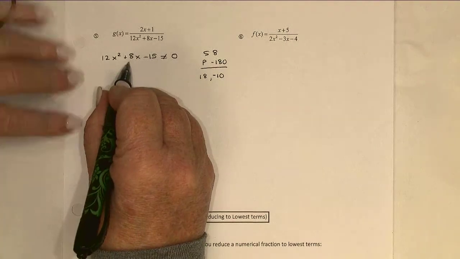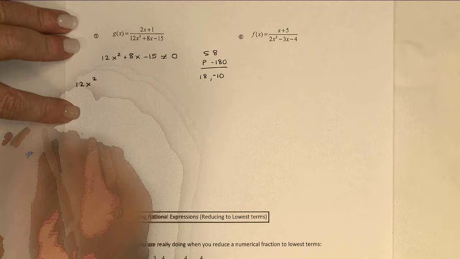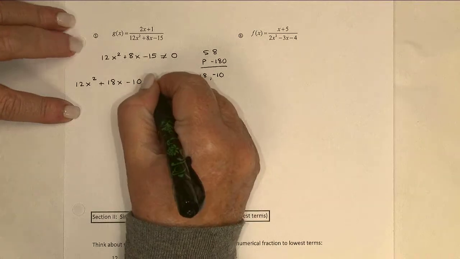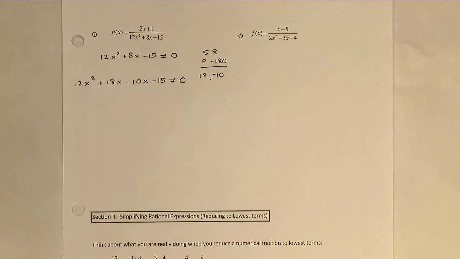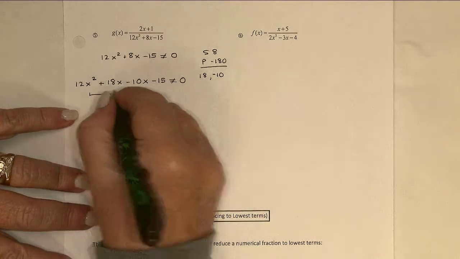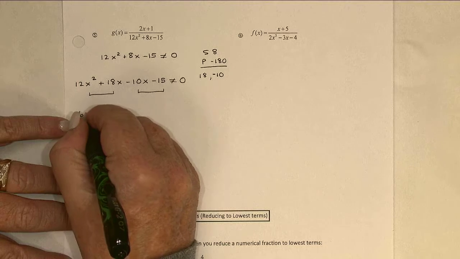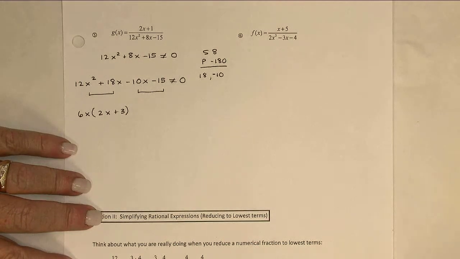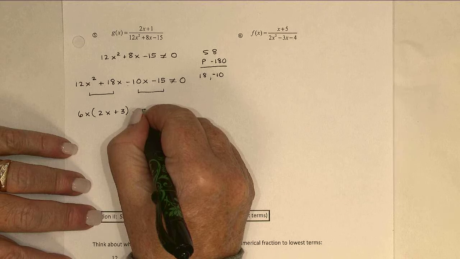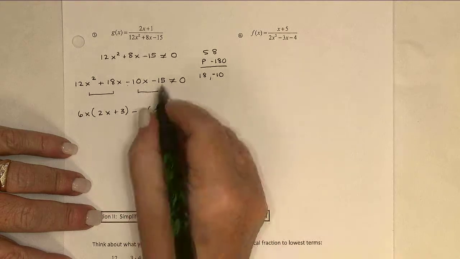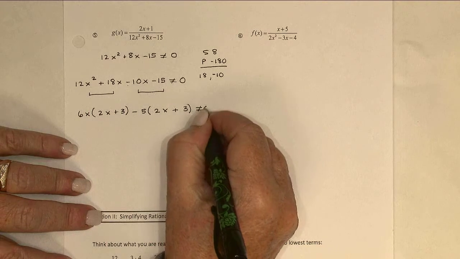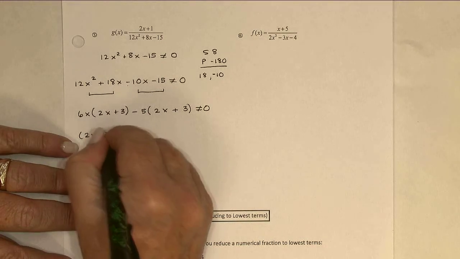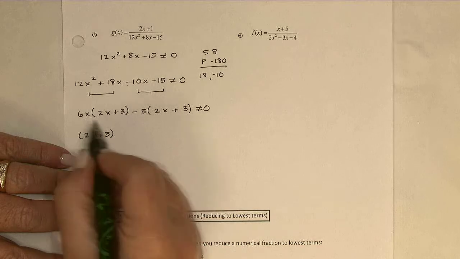So I'm going to use the 18 and the negative 10 to break apart the middle term. We have 12x squared plus 18x minus 10x minus 15, not equal to 0. And then if I factor by grouping, I would have 6x times 2x plus 3 for the first group. And in the second group, I'm going to factor out a negative 5. And that would give me 2x and also a positive 3 again. So everything looks good, those matched up. I have the 2x plus 3, which I can factor out as the common binomial, times 6x minus 5.